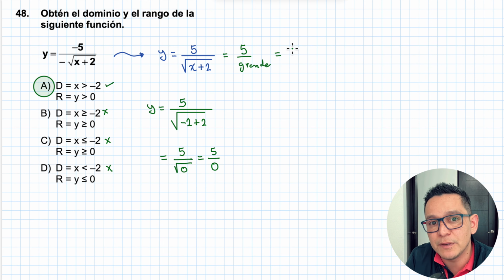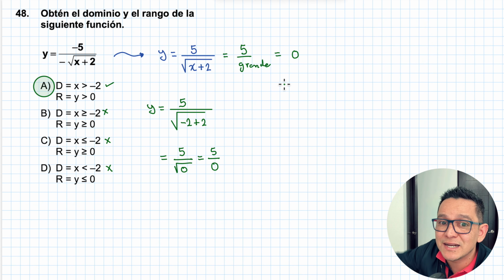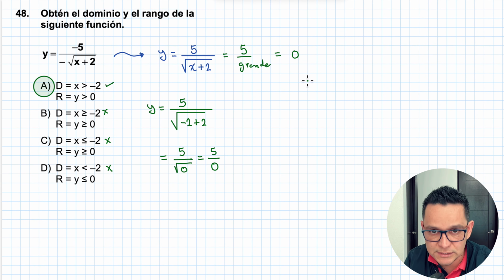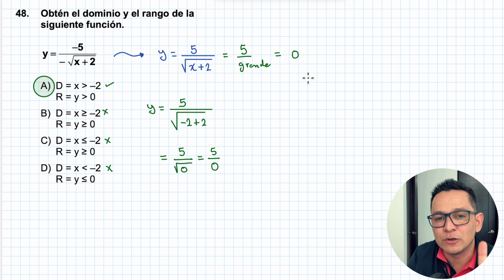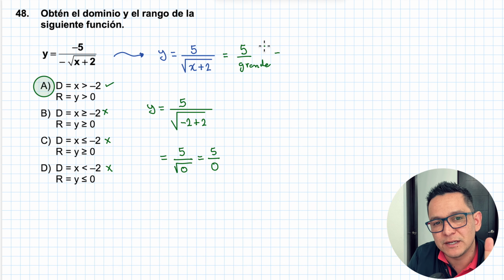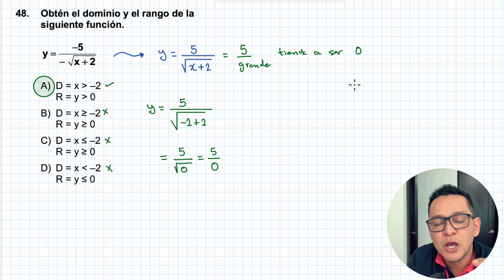Therefore, let me put it this way. If I divide 5 by an extremely large number, this value tends to be 0. But keep in mind, it's never actually 0. So let me put it like this. Look, I'll write it just like this. Okay, 5, let me say it this way. It tends to be 0, okay, because it's not 0.